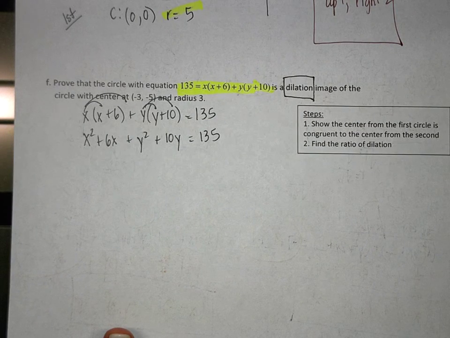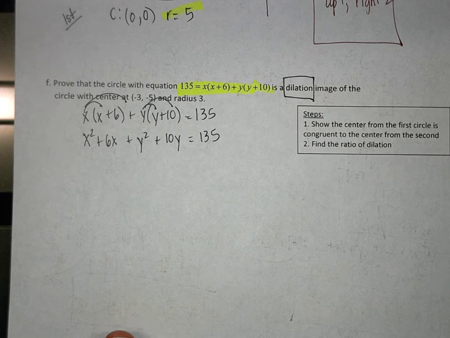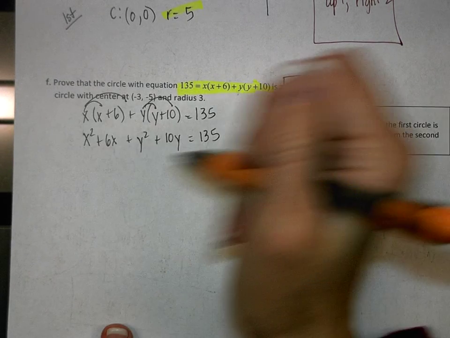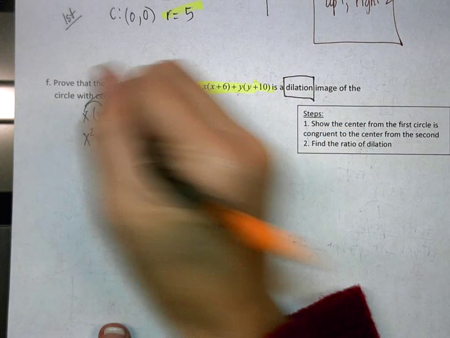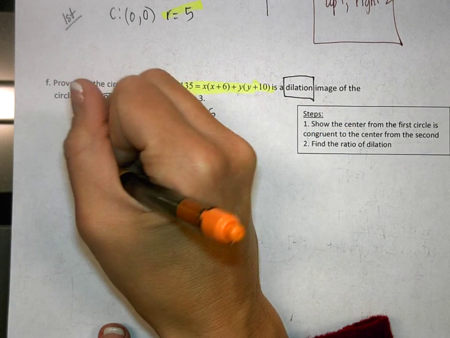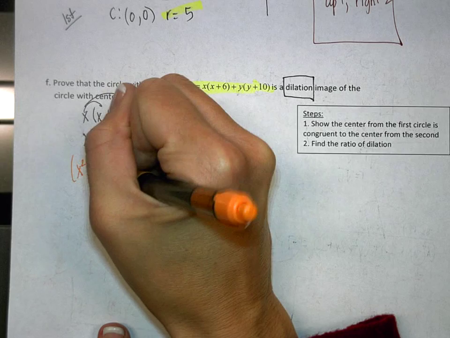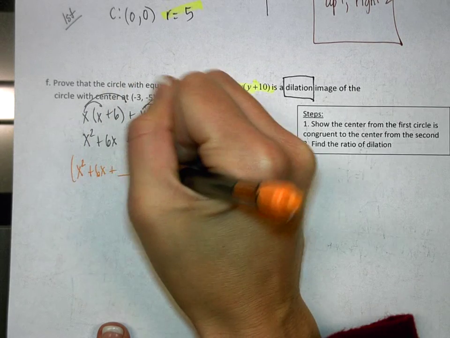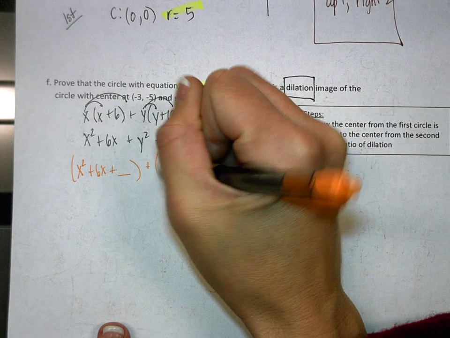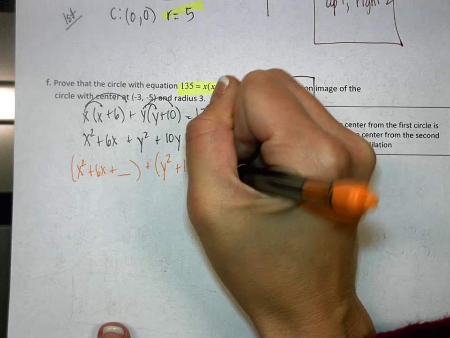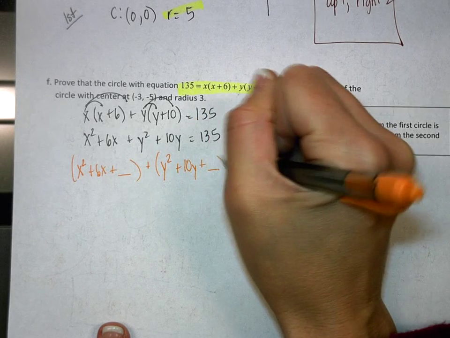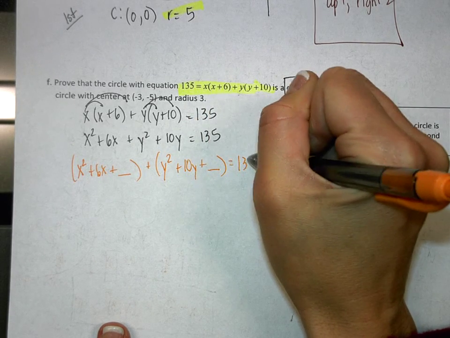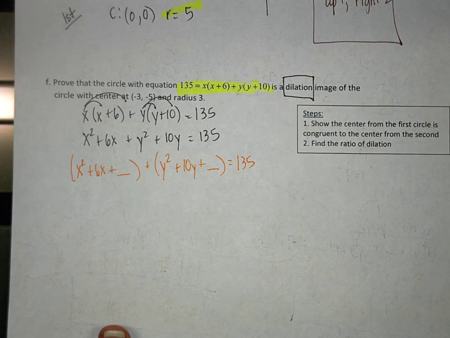Okay, what will be our next step here? Get rid of the square thing, right? Good. Make your parentheses so we can complete the square. x squared plus 6x plus blank, plus y squared plus 10y plus blank, equals 135, and then what? Two blanks. Good, two blanks.